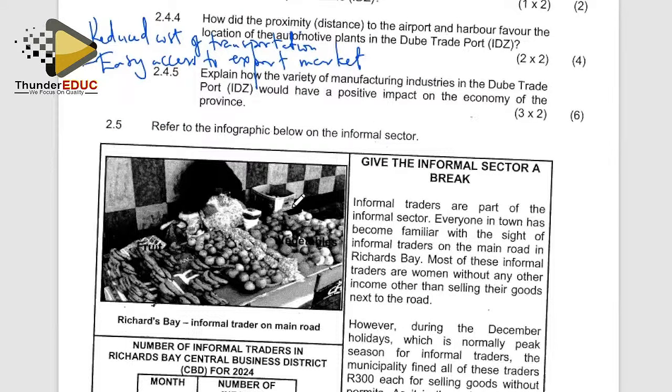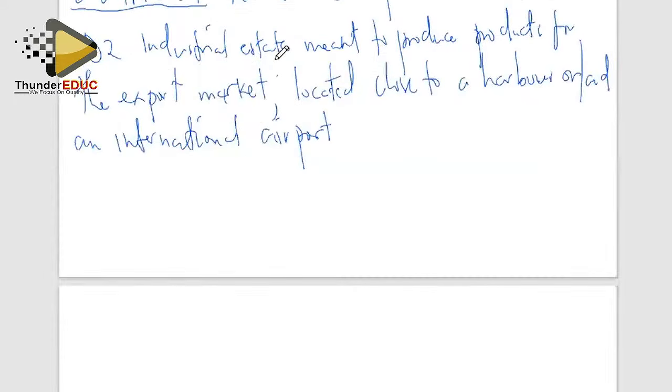Explain how the variety of manufacturing industries in the Dube Trade Port would have a positive impact on the economy of the province. A variety of industries. We are told of a number of industries that are available there. How would it impact on the economy of that particular province? That is question 2.4.5. On the economy, we are looking at aspects like job creation. It is going to contribute towards a variety of jobs being created by those industries, and ultimately income levels are going to increase for the people.